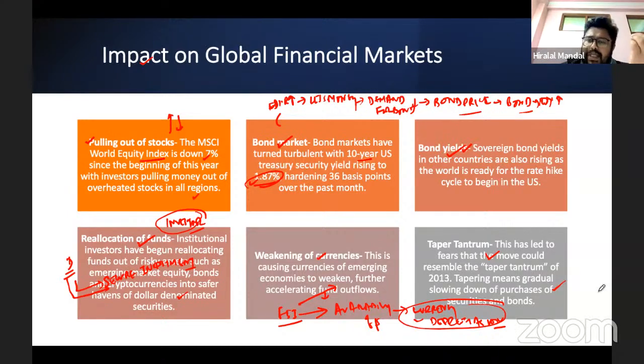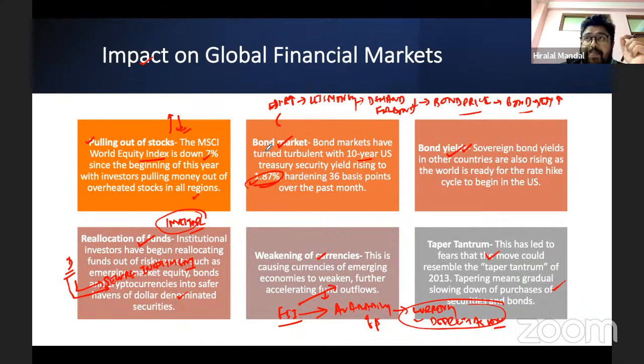All right. So similar kind of impact you can see in India's context as well. Whether it is about the stock market, the performance of the stock market has gone down in the last 1 week. The bond market, India's government securities, the bond yield has also gone up. A similar step has been taken by the RBI also.